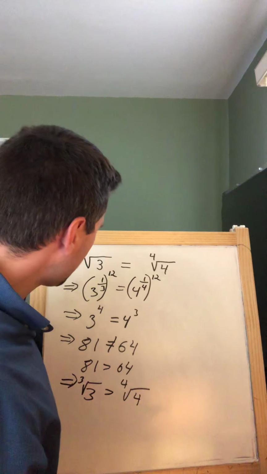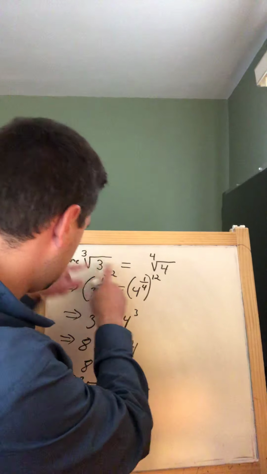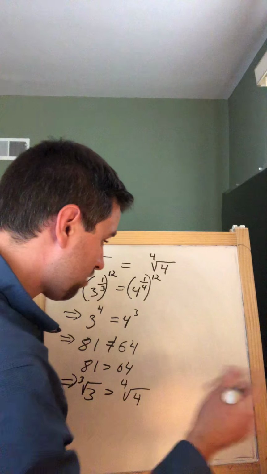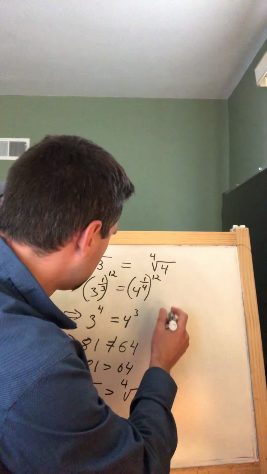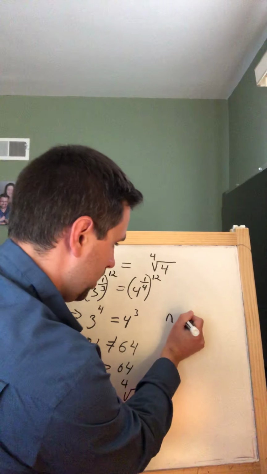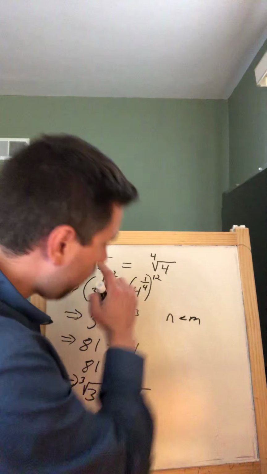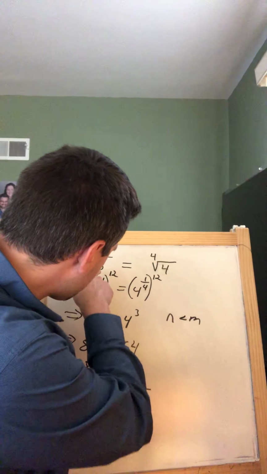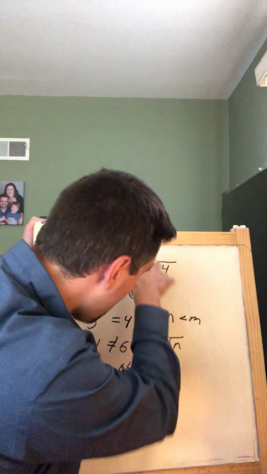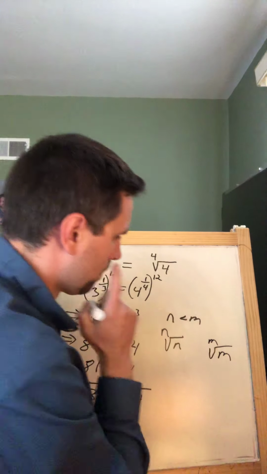But what about if we have two numbers? In this case, 3 and 4. Let's say I just call them n and m, just some random numbers, such that n is less than m. In this case, my n is 3 and my m is 4. Then I have the nth root of n, and I have the mth root of m.